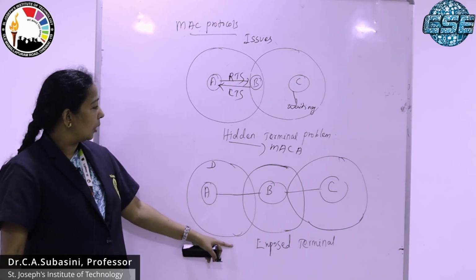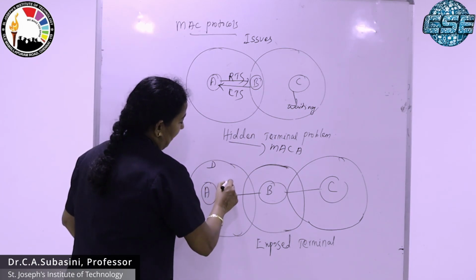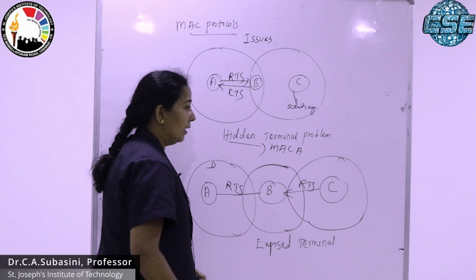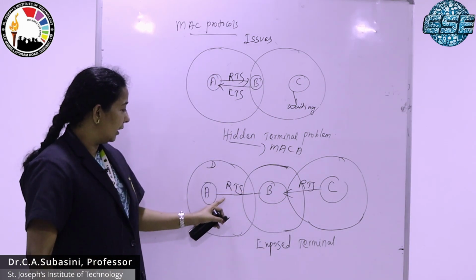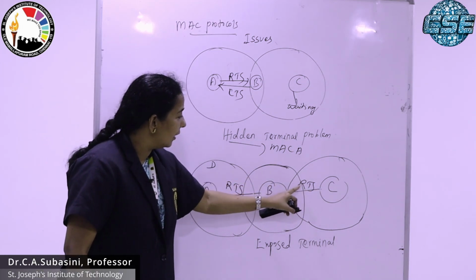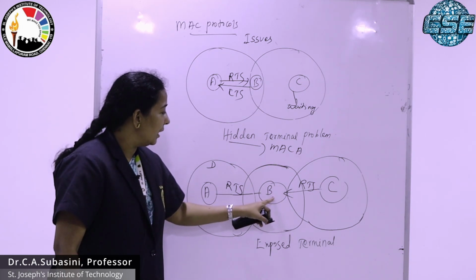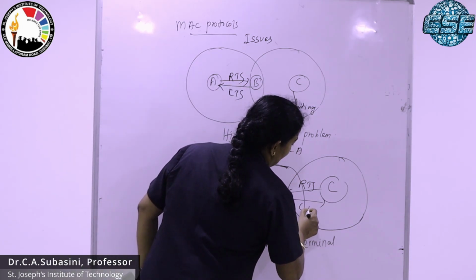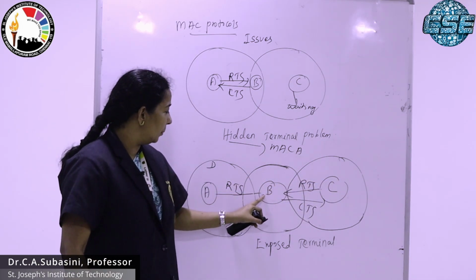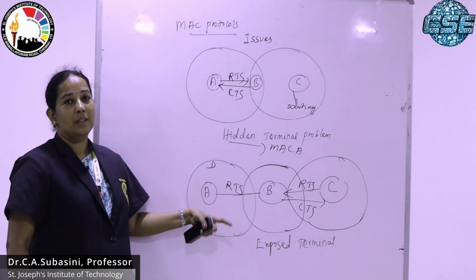Next, the exposed terminal problem. A sends an RTS, that is, a request to send message to B, and at the same time C sends an RTS request to send message to B. B sends a clear to send message to C. In that situation, B and C will be waiting. At the same time, B sends the data to C. In that situation, the exposed terminal problem is solved.